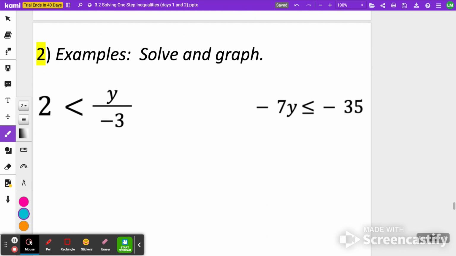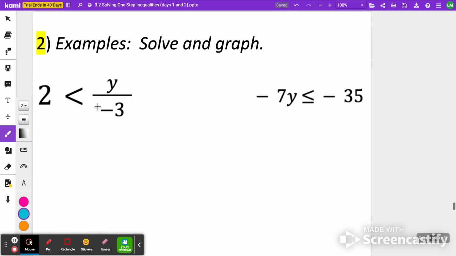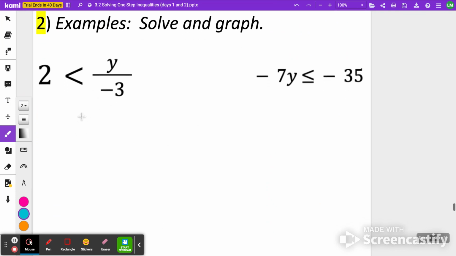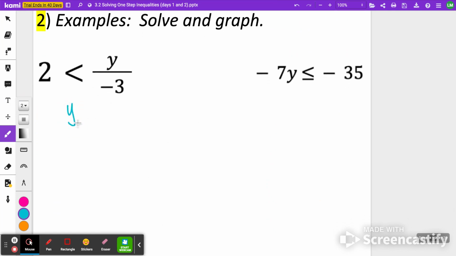Now we're going to get into some where we're going to have to flip our inequality symbol. Before we do that, we want to make sure it's written correctly. And unfortunately, this first one is not. So let's go ahead and rewrite it. So I'm going to have y over negative 3. And notice the inequality symbol is open to the y over negative 3, so we're going to open it to the y over negative 3 here. And then on the other side, we'll have 2.